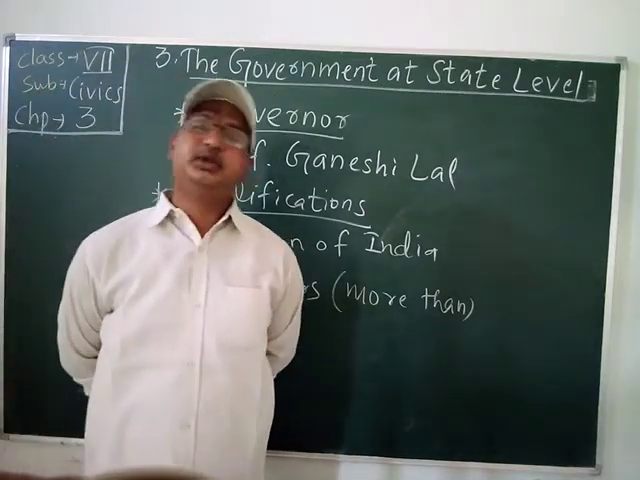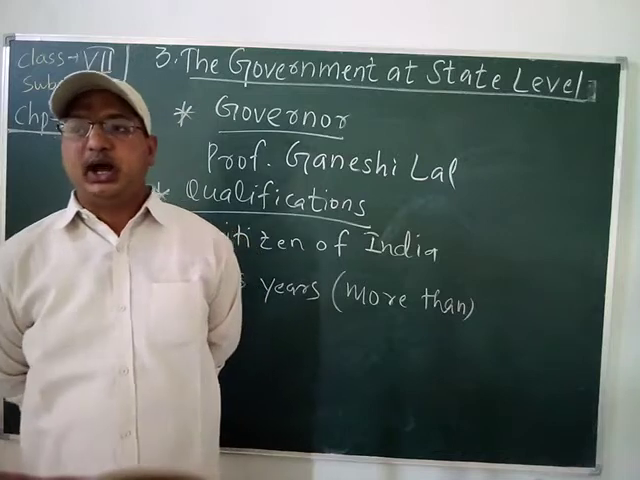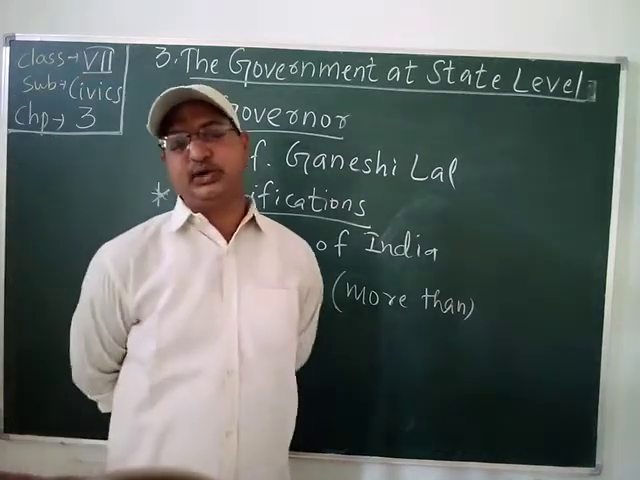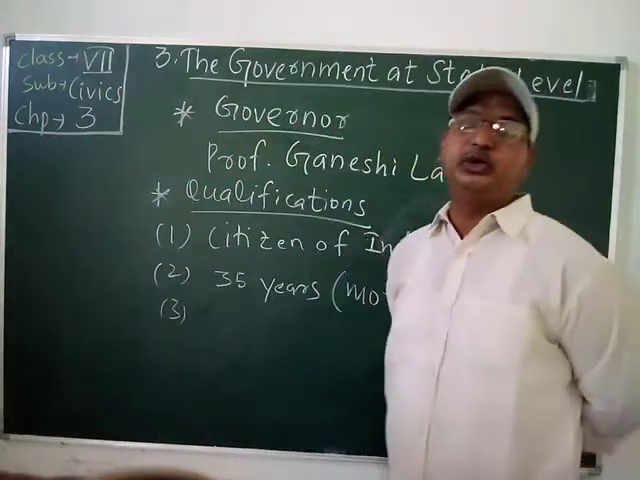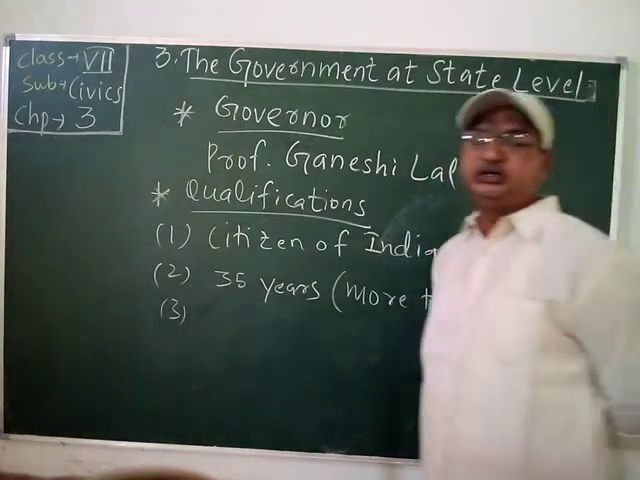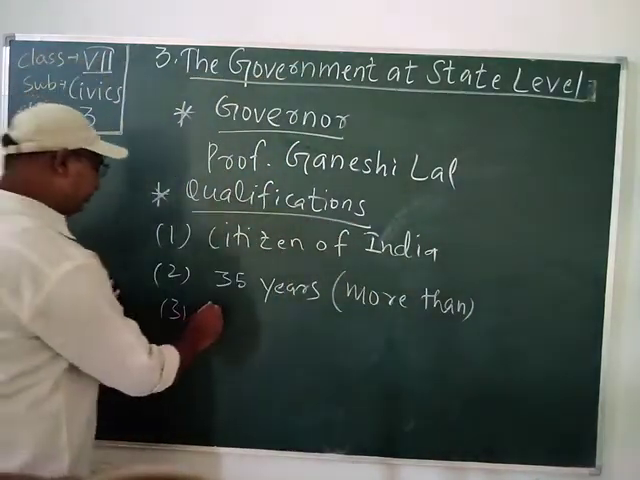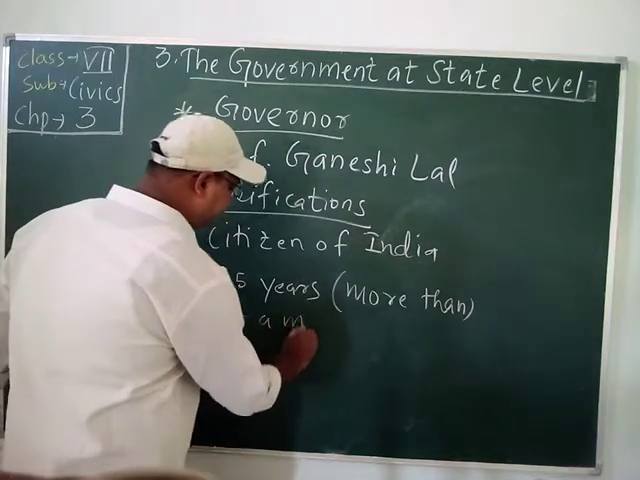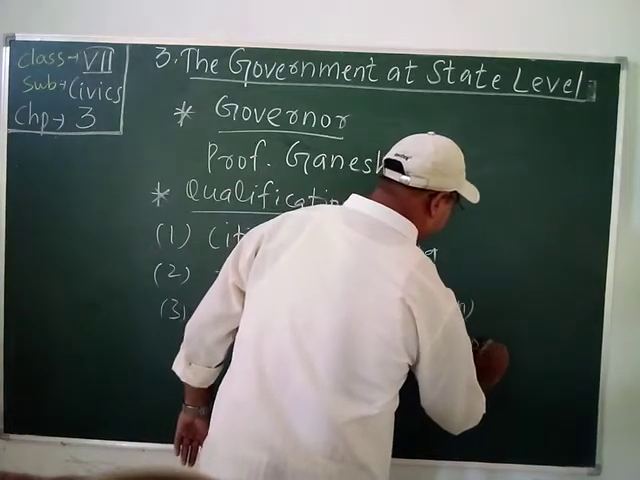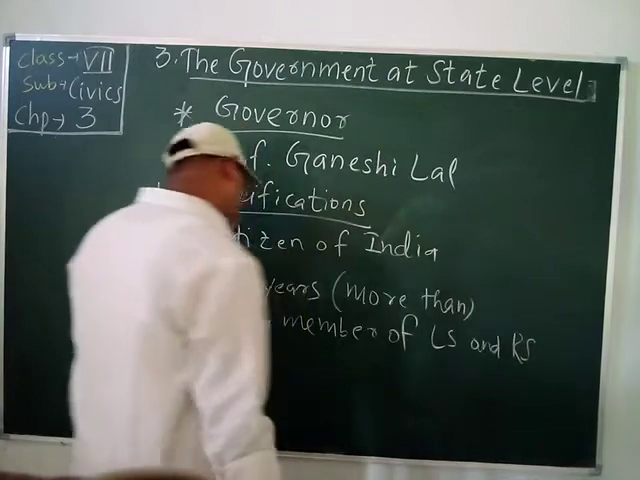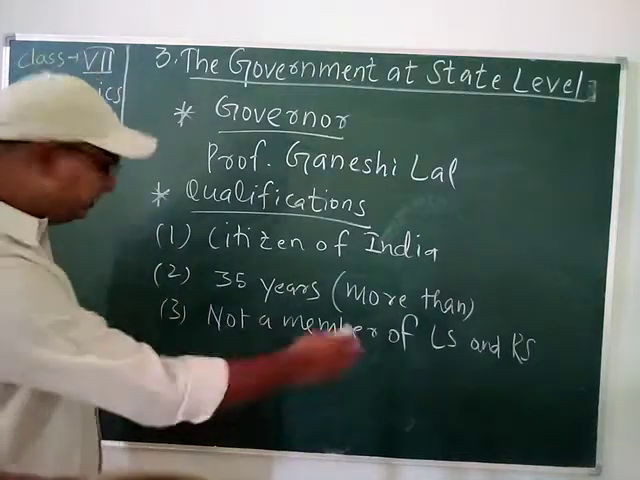Okay, students. Then the next one is he must not be a member of either of the houses of the parliament, meaning Lok Sabha or Rajya Sabha, and the state legislature. Students, he must not be a member of the Lok Sabha, Rajya Sabha or the state legislative assembly. I can write here, not a member of LS and RS. Students, it stands for Lok Sabha and Rajya Sabha. I have written it in short.